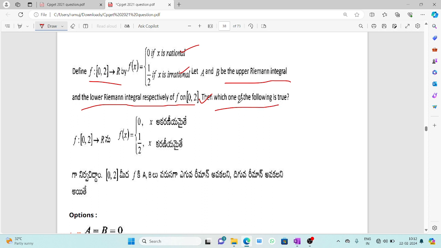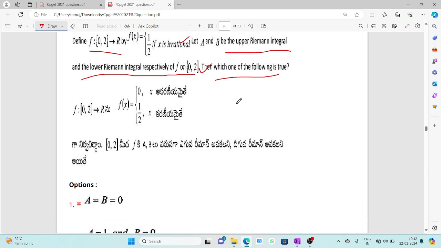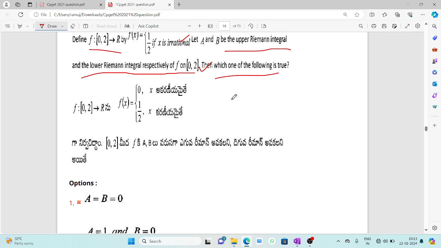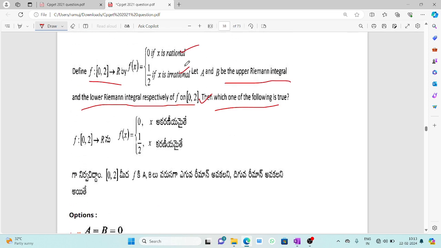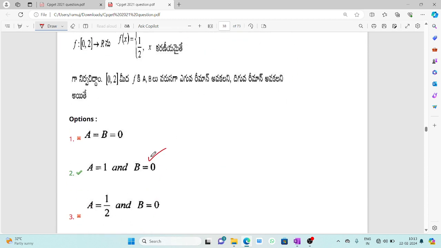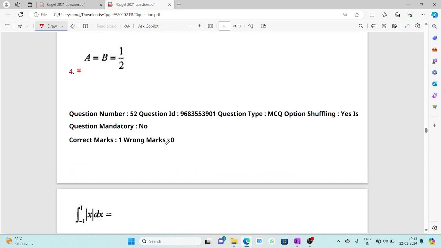The solution for this question is a little high-level, using the Darboux sum, and we can say directly that A equals 1/2 and B equals 0. So the upper limit is going to 1/2 and the lower limit is going to 0. So that is the correct option for that question.